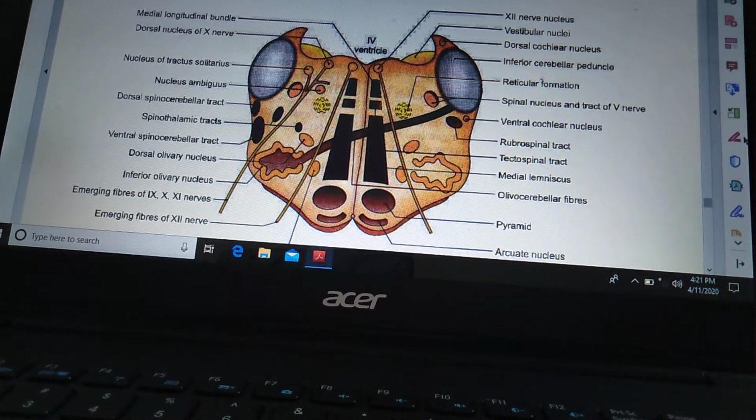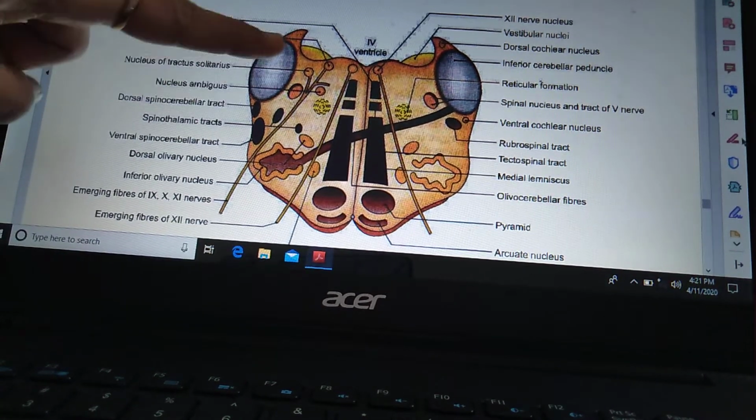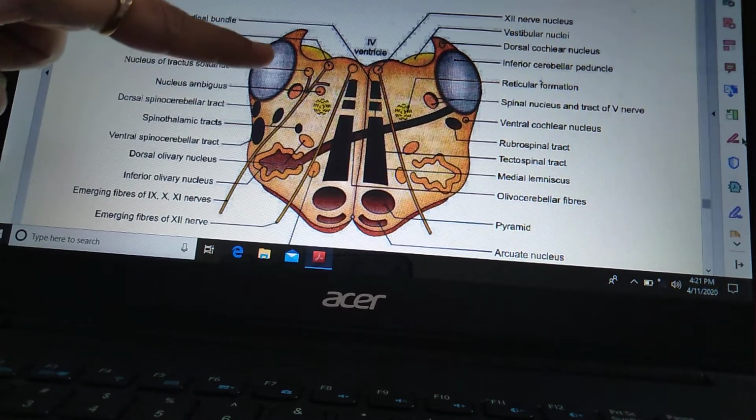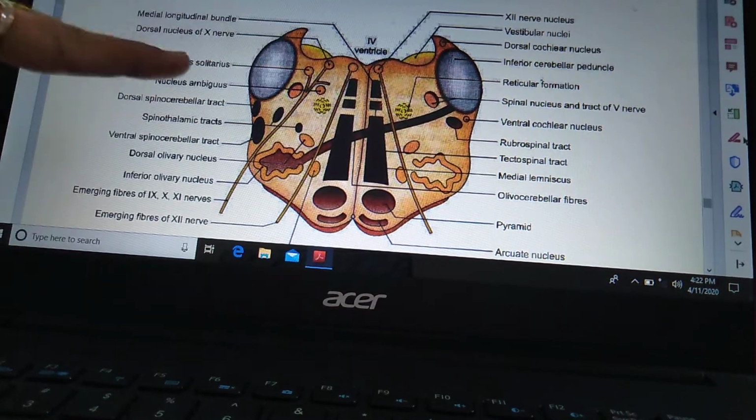Next is the white matter at the transverse section passing through the floor of the fourth ventricle. It shows first the inferior cerebellar peduncles, right? This is part of the white matter. It occupies the posterolateral part that is lateral to the fourth ventricle.